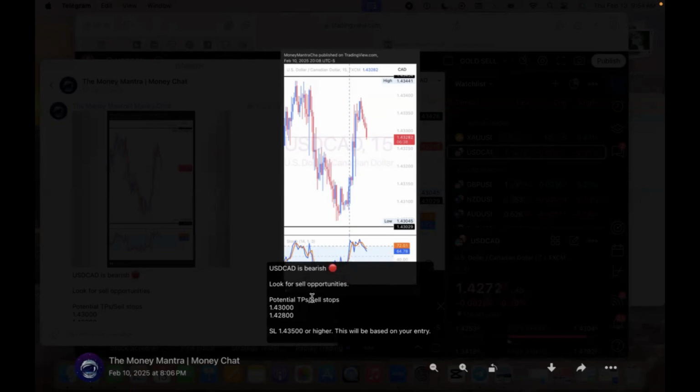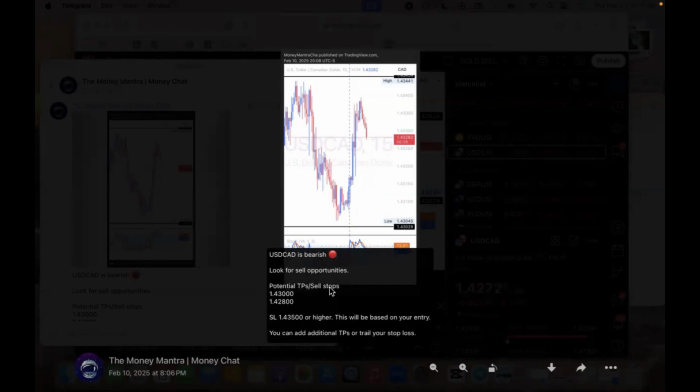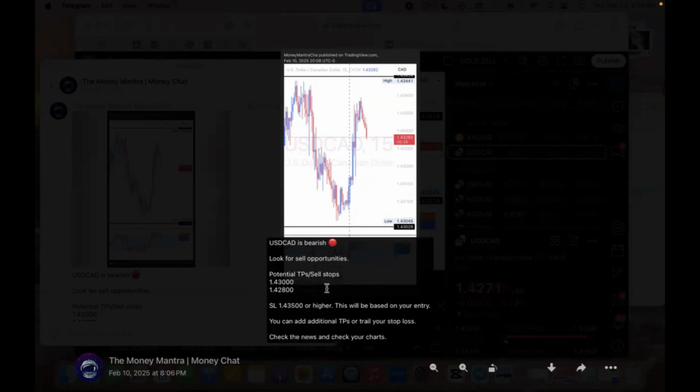Now, I did enter this trade for market execution because I had the confirmations that I needed, but I also suggested sell stops at these levels. And a sell stop is a type of pending order that will trigger as the market falls and continues to go down. And I'll show you guys more about what I mean when I actually get onto the charts. I did put a stop loss here at 143500 or higher, but depending on when you enter the market, you always want to adjust your stop losses and take profits to that. And I recommended that they check the news and check their charts.